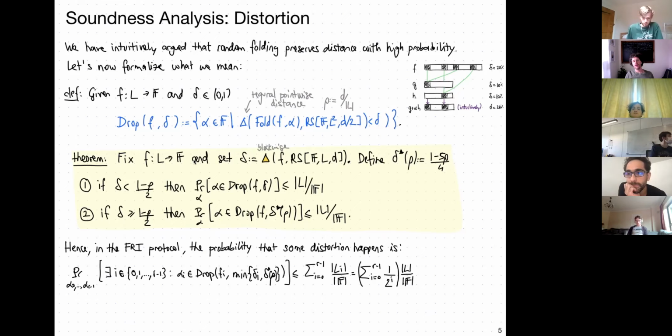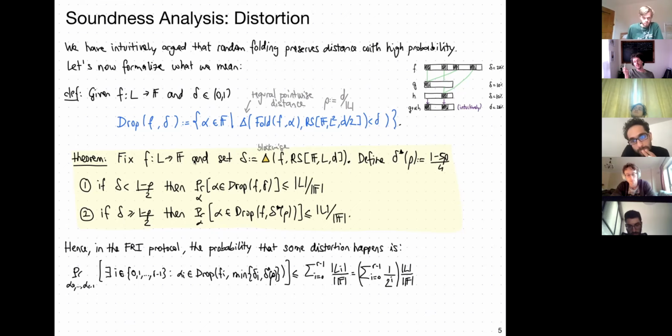Remember what's happening: the prover is sending a function f, and then the verifier sends alpha, and the prover folds according to alpha. We want to preserve the distance. If we started with a function which is far from low degree, we want to be able to catch it. So in each round, our goal is to maintain the distance. And the drop set is exactly the places where the verifier chose bad randomness that led to losing distance. As long as we don't hit the drop set, everything is good.